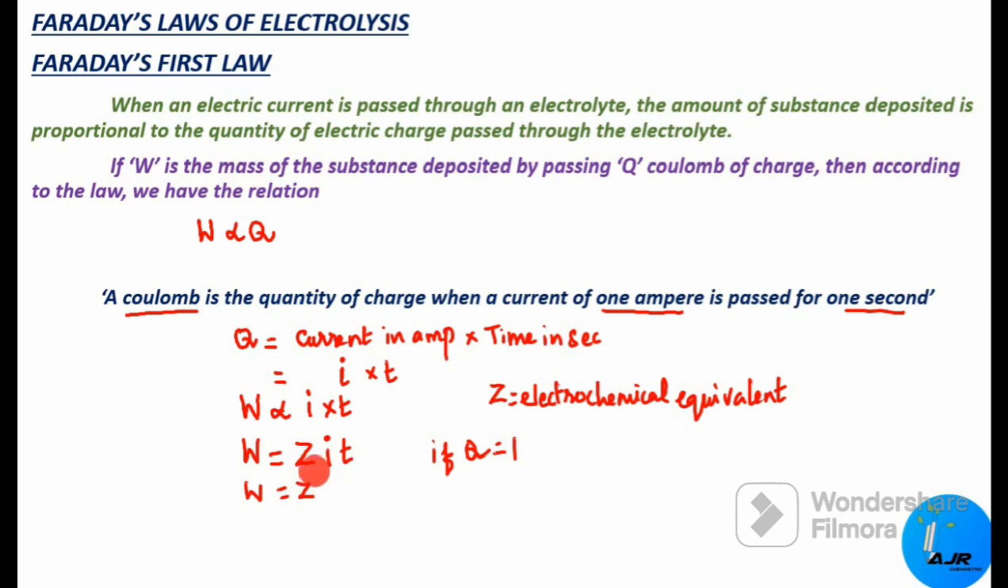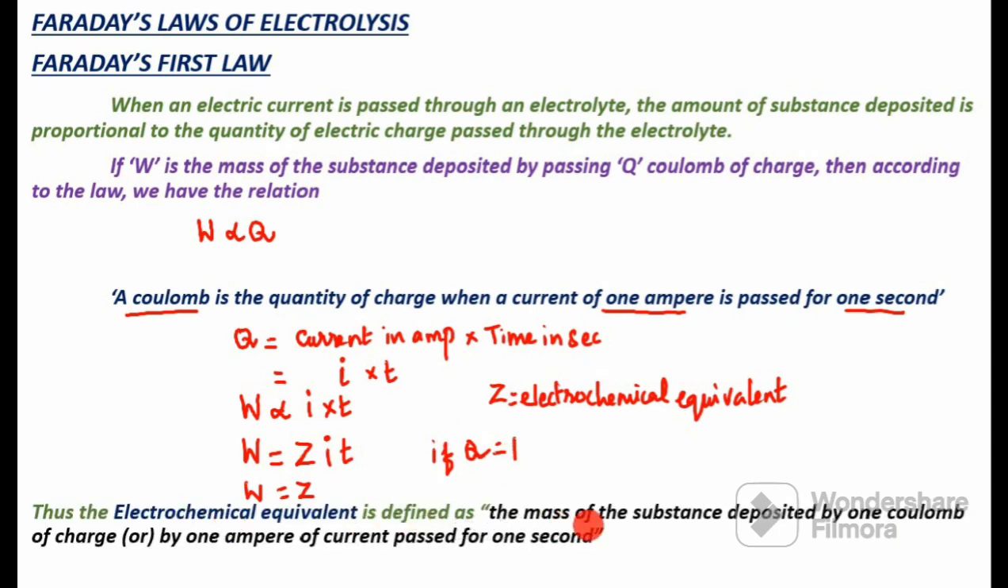Thus, electrochemical equivalent can be defined as the mass of the substance deposited by 1 coulomb of charge, or when 1 ampere of current is passed for 1 second. Can you understand? So thus Faraday's first law has been proved.